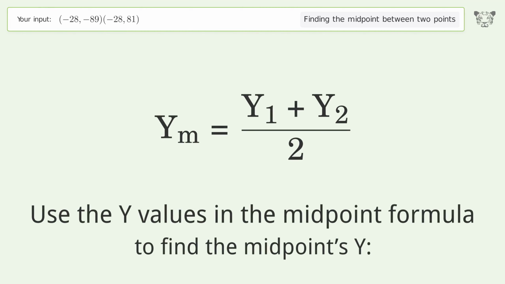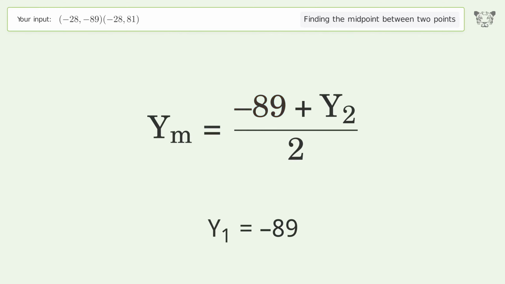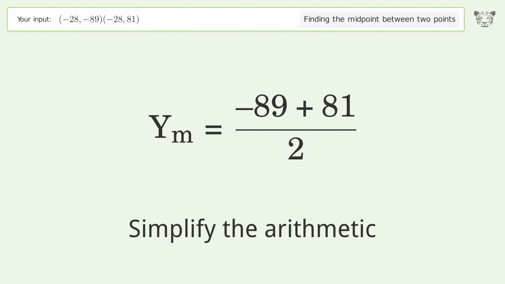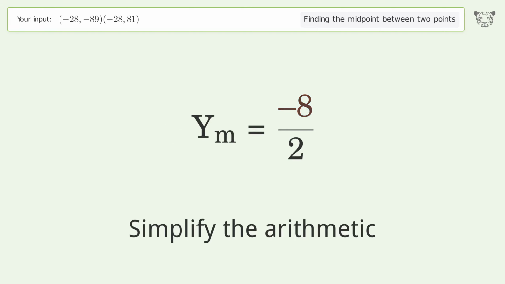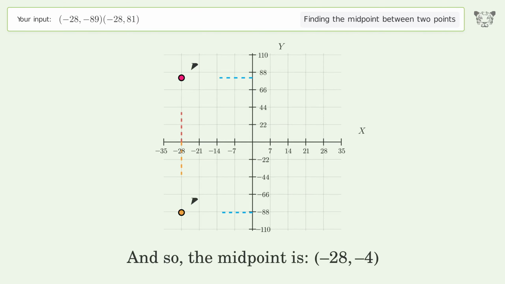Use the y values in the midpoint formula to find the midpoint's y. y1 equals negative 89. y2 equals 81. Simplify the arithmetic. And so, the midpoint is negative 28, negative 4.